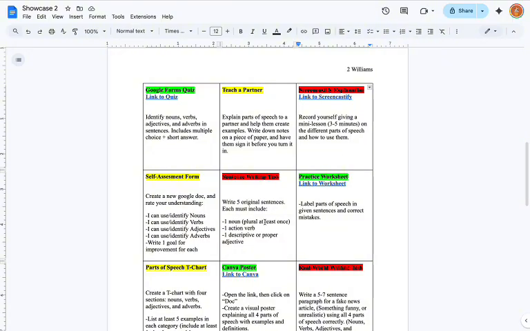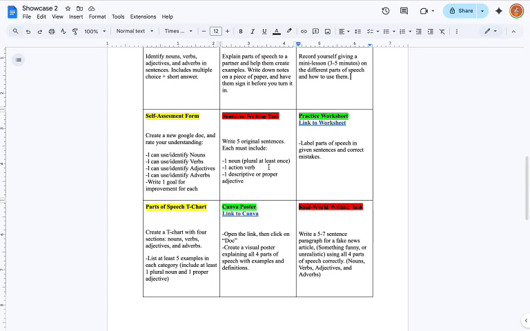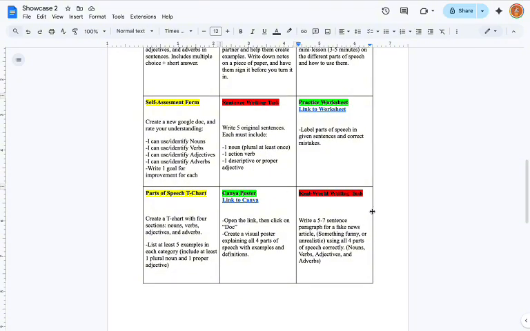And then the sentence writing task is hard because they're writing 5 original sentences that must include each of these. It's going to be harder than that parts of speech T-chart, because on the T-chart they're just putting words down. This is actually coming up with sentences that have all of this in one. So each sentence has to have all of this. So that's where it's hard. And then that real world writing task is also hard. They're having to write a full paragraph, come up with a fake news article, and use all 4 parts of speech correctly.